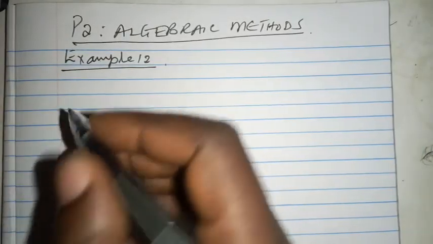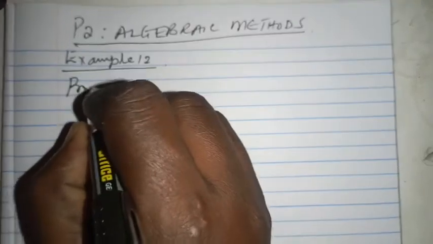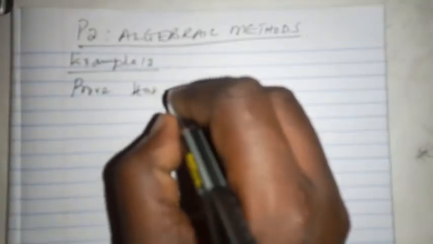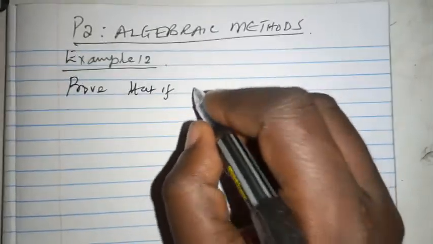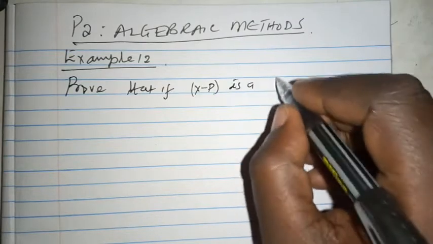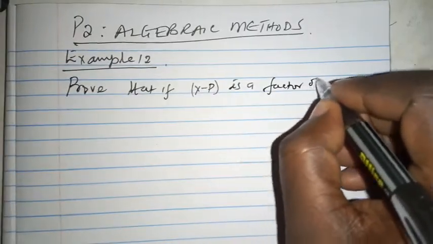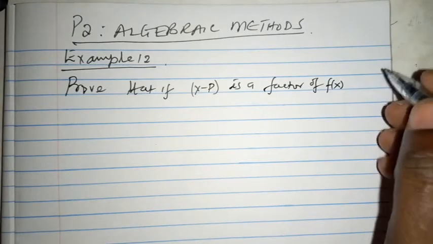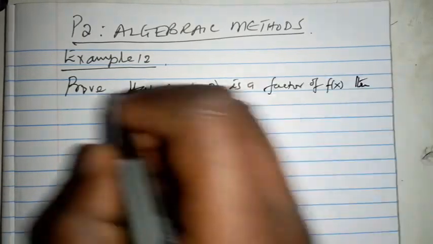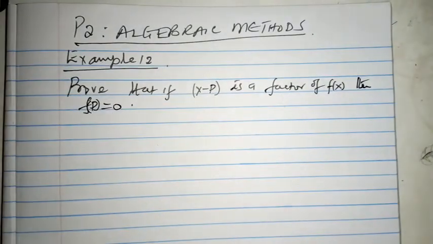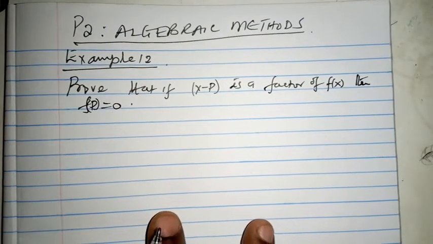And in example 12 you're told to prove that if x minus p is a factor of f(x), then f(p) is equal to 0. That is what we are supposed to prove.